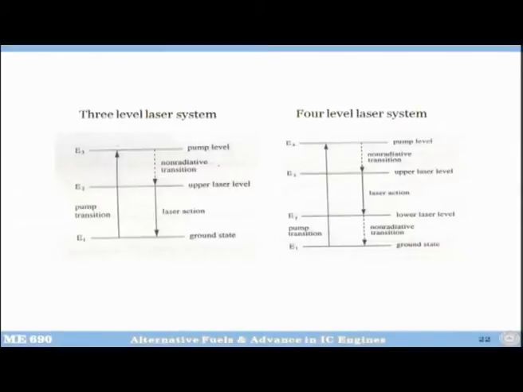For example, most frequently we use the neodymium YAG laser. Neodymium YAG laser has a wavelength of 1064 nanometer, and you know that our eye can detect radiations between 300 to 700 nanometer. That means the laser is actually an invisible laser, you won't be able to see it. Okay. So, that also is used for a lot of applications.